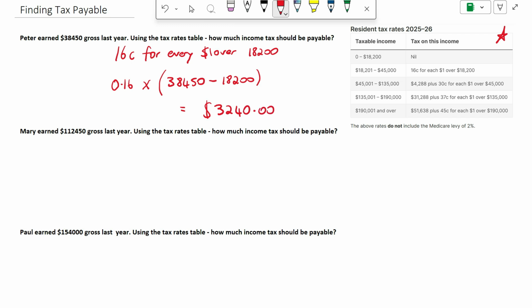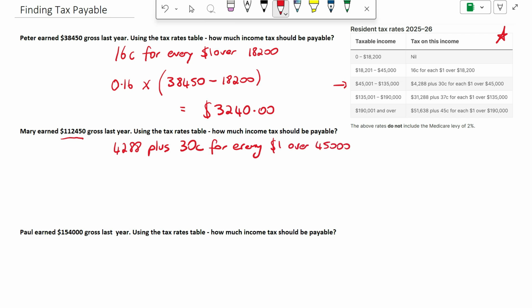Okay, now Mary. Having a look at Mary, 112,450. So you can see that Mary is in this bracket because she makes more than 45, but not as much as 135. So this is how much Mary is going to pay. So we can write that down, 4,288 plus 30 cents for every dollar over the 45,000.